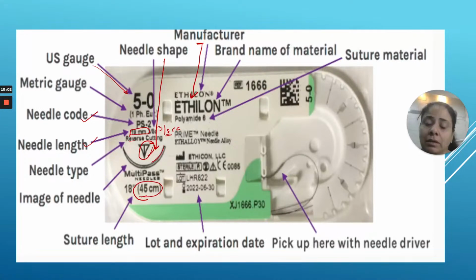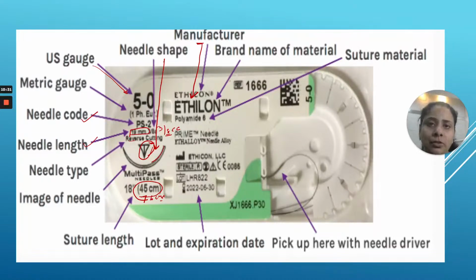Suture also comes in 76 centimeter lengths, even longer, or even shorter. That depends upon what kind of procedure you are doing. Suppose you are doing continuous sutures, so you need a longer thread. You cannot really do it with a smaller thread, because in between the suture will be finished. So for continuous sutures, you have to take a longer thread. For interrupted sutures, you can choose either a longer one or a shorter one.